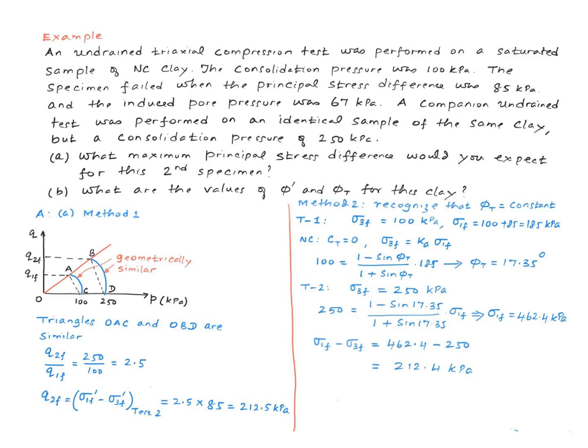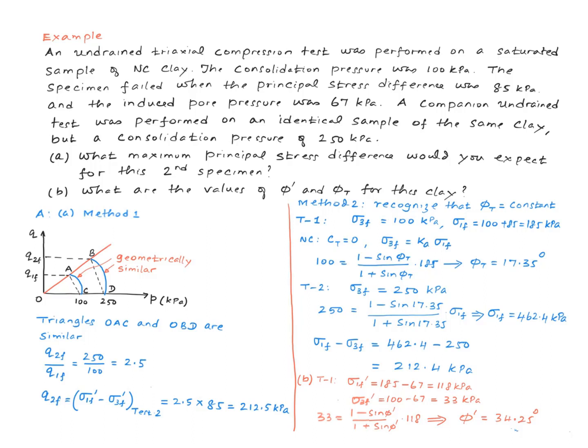Now we find the difference between the two. We find the principal stress difference of 212.4 kilopascal, which is the same as this. Now you may want to note that regardless of whether I use the difference in the effective principal stresses like I did over here, or the total principal stresses, it should be the same because the pore pressure cancels out. So we are done with part A, but as part of that we also found the total friction angle, which is part of the question of part B.